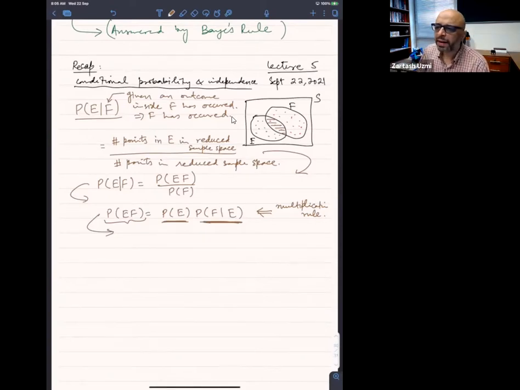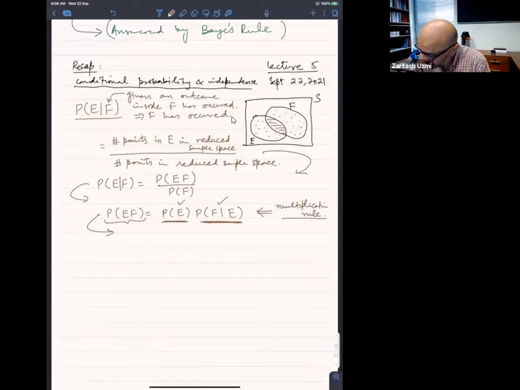An example of that was a box with red and black balls. What is the probability that you have two red balls? So it is the probability of the first red ball multiplied by the probability of the second red ball, given that the first one is a red ball. So it is very important to understand the meaning of this expression.